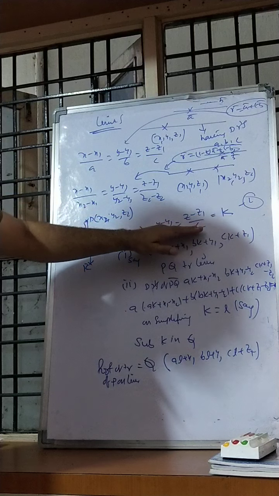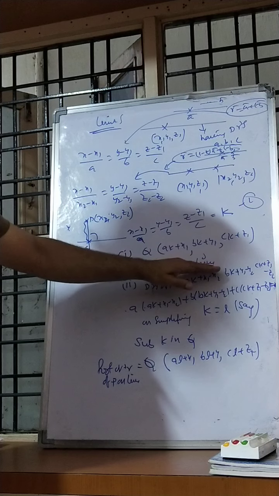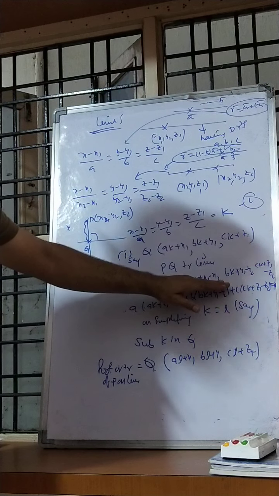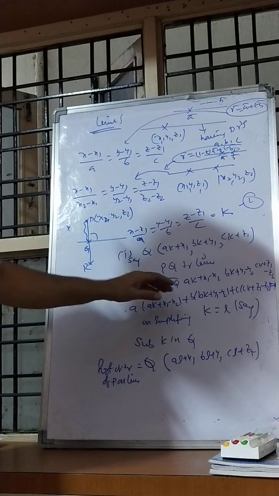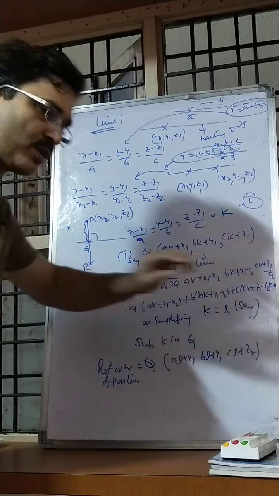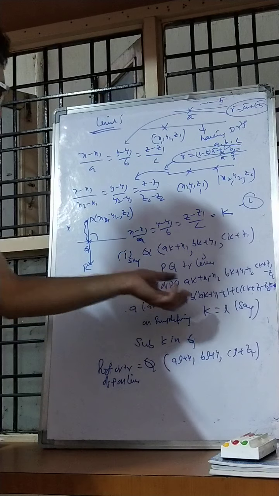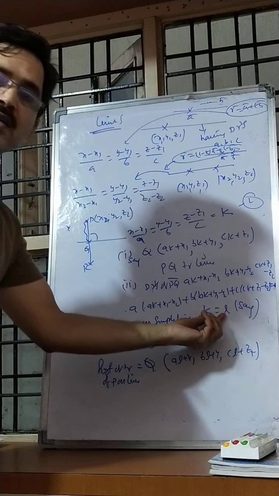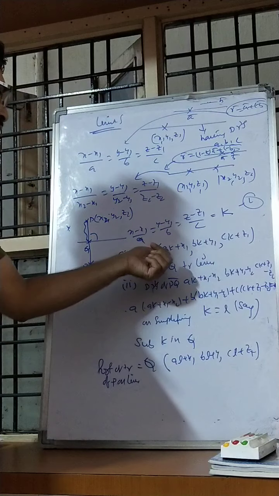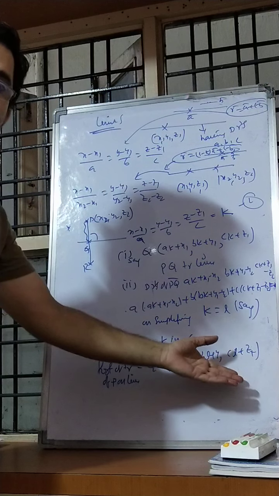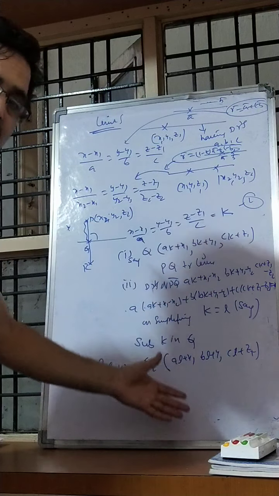First, take a point Q on the line. PQ is perpendicular to the line. So the DRs of PQ, get it? And using the perpendicular formula A1 A2 plus B1 B2 plus C1 C2 is equal to 0, you can get it. After simplifying, you will get some value of K. Substitute that value here, and finally you will get the point. Once you got the foot of perpendicular also, you got it.